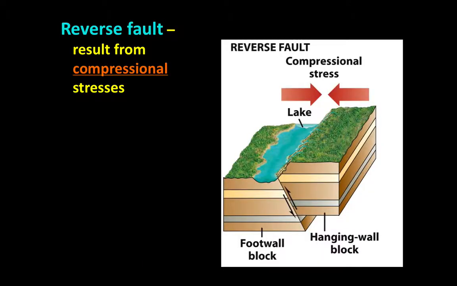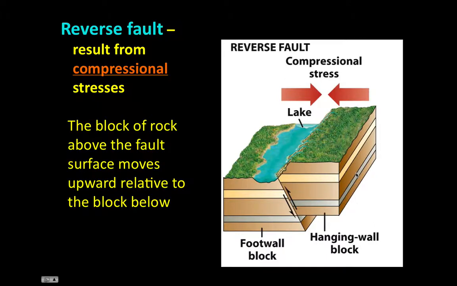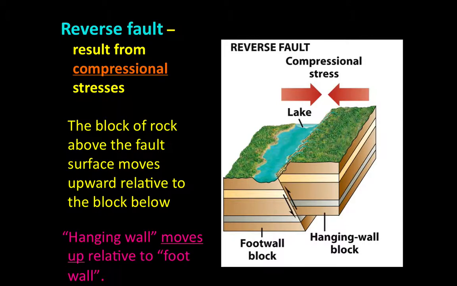Now the second type of fault is called a reverse fault. In a reverse fault, this is the result of compressional forces. This happens when the hanging wall block gets pushed upwards. The block of the rock above the fault surface moves up relative to the block below. In a sense, it moves reverse to the opposite direction of gravity. So you could say the hanging wall moves up relative to the foot wall. And this is where you have compressional stresses.